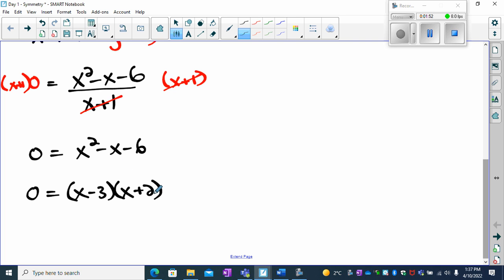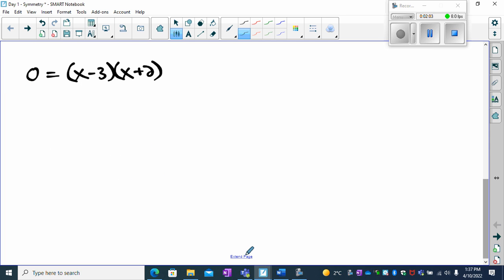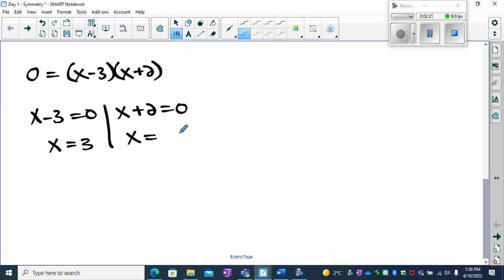x minus 3 times x plus 2. And if I multiplied this out, x times x, I'd get x squared plus 2x minus 3x. There's minus 1x. -3 times 2 gives me -6. Zero product principle tells me that if this bracket times this bracket multiplies to give me an answer of 0, that either the first bracket must equal 0 or the second bracket must equal 0. Solving for x, I get x equals 3. Solving this for x, I get x equals -2.